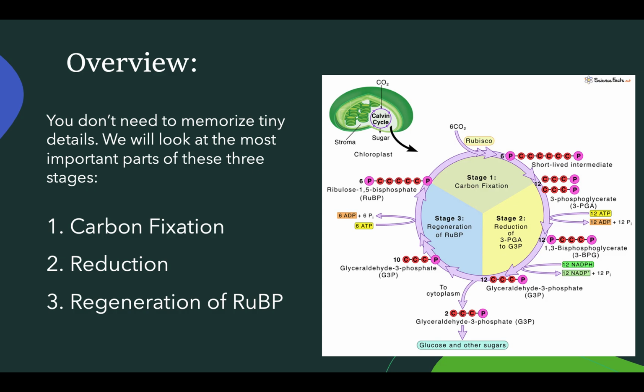So anyway, let's look at the stuff that you do need to know about the Calvin cycle. Of course, you absolutely need to know that we are making glucose during this phase of photosynthesis. But in terms of the parts of the cycle, you need to know the main stages or phases of the cycle. We will go through each of these and I will give you the details that you do need to know and not a lot more. Those stages are carbon fixation, reduction, and then regeneration of ribulose bisphosphate or RuBP.